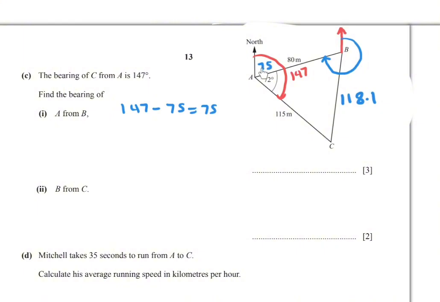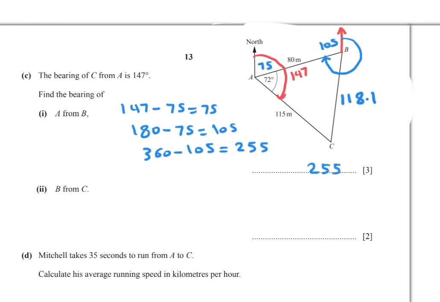Now if this angle is 75, we can find that one because they add up to 180. So 180 minus 75 equals 105. So this angle is 105. Now to find that one, 360 minus 105 equals 255. So the bearing of A from B is 255.